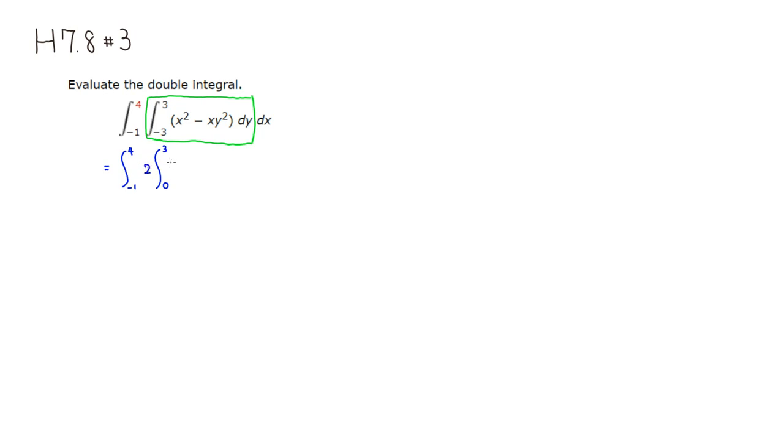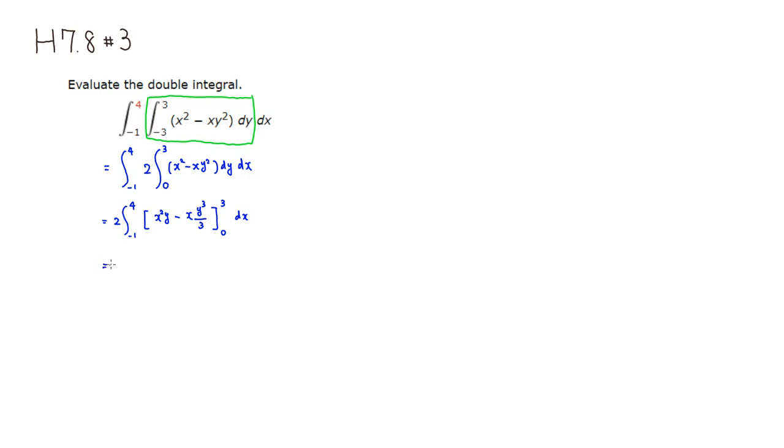All right, so let's do that. So (x squared minus y squared) dy dx. We're going to leave the outside integral as it is, and we can put the 2 outside if we want. Then the antiderivative of x squared would be x squared y, minus x times y cubed over 3, and you're going from 0 to 3 with respect to y.